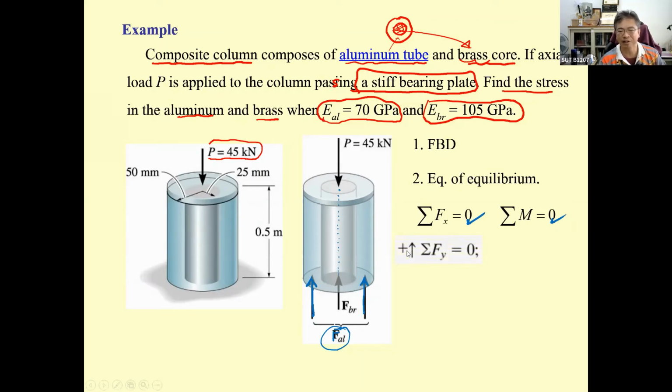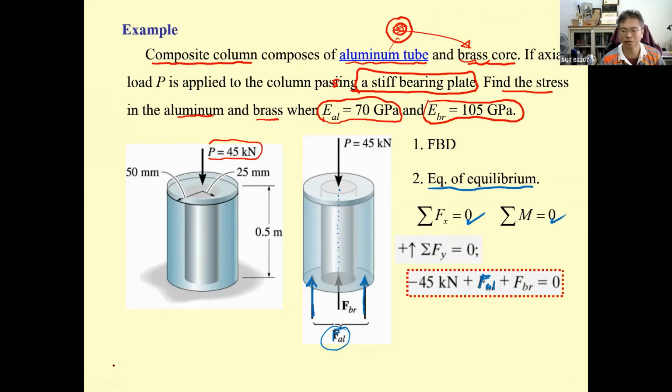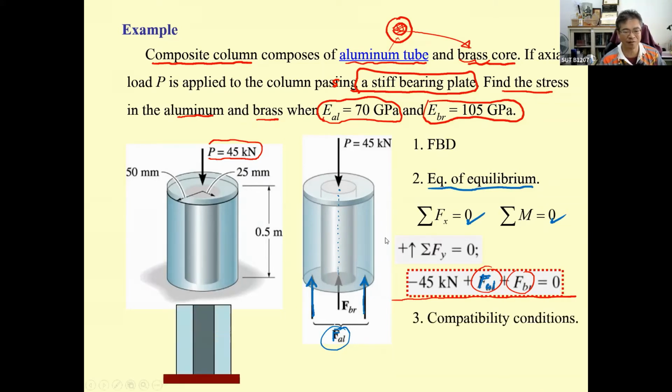So upward is positive. F sub BR plus F sub AL is going to be equal to 45 kilonewton. And what happened is you used all of the equations of equilibrium, and you have two unknowns to solve. This is 1, this is 2. You have to have one more condition. That means you consider the deformation of this one.